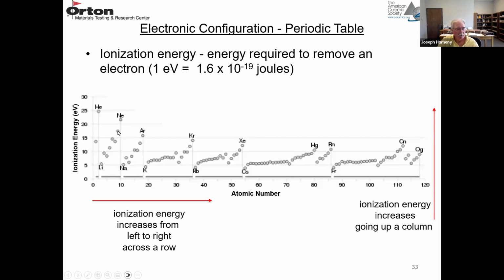So here's lithium to neon, sodium to argon. These are the rows, potassium to krypton, and so on. So the rows are shown here. So the ionization energy increases from left to right across the row. So it's more difficult to remove an electron going across the row from left to right. And then the ionization energy also increases as you go up a column.